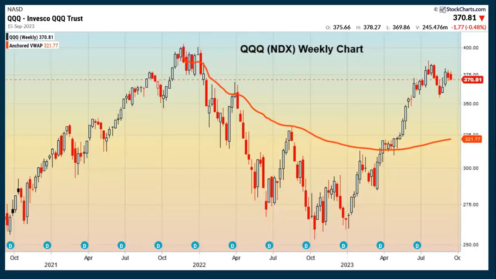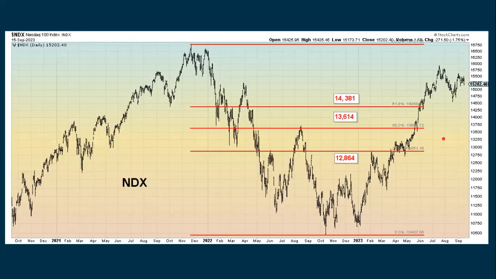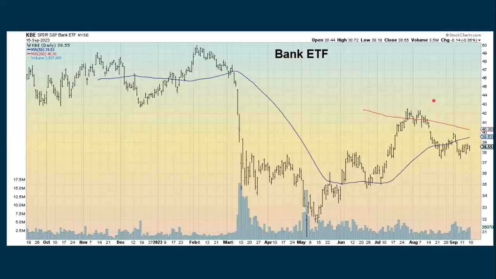Then we have a weekly chart of the QQQs, and we also plot an anchored moving average going back to the all-time high. We're still well above this level. This is the NASDAQ 100 Fibonacci studies, where we're still above the 61.8% retracement level.